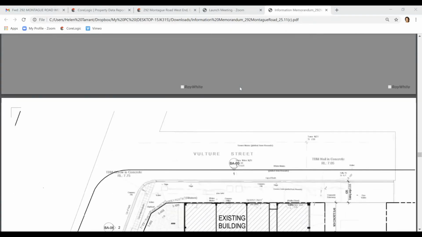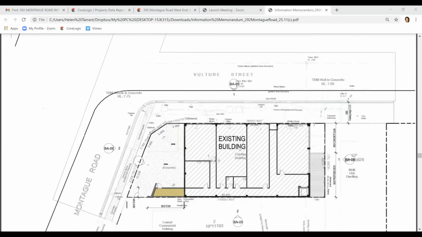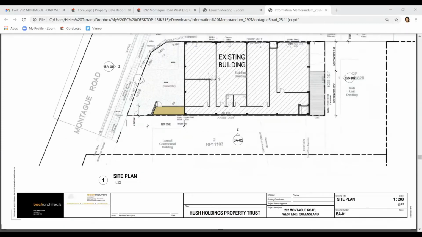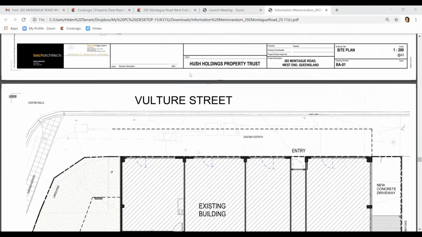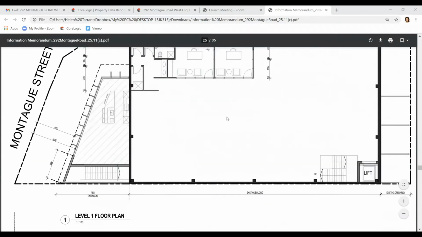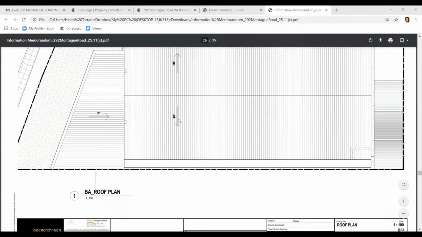So there's some building plans here, the existing building, and what it could be in the future. So this is where it is. It's got the bathrooms on one side upstairs, and totally open plan downstairs currently.